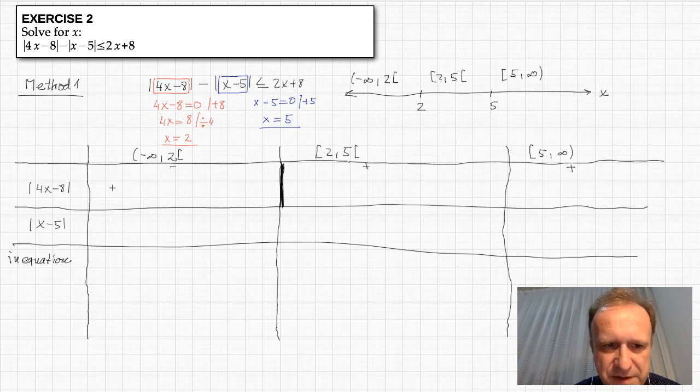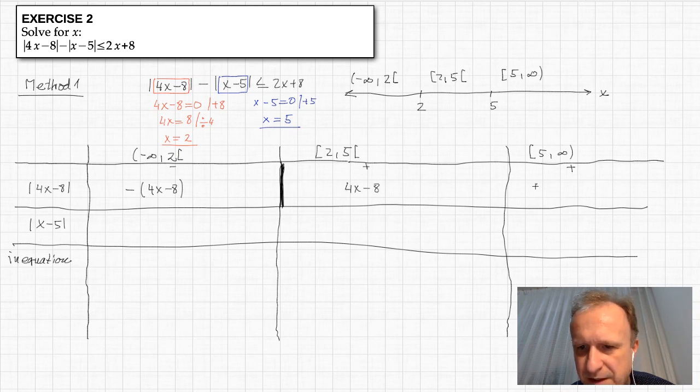Okay, so let me replace it accordingly. If the interior of the expression, therefore the expression 4x minus 8, is negative, then its modulus in this first interval is going to be minus bracket 4x minus 8. And in the following two columns it is replaced by itself without any change. So it's 4x minus 8 and again 4x minus 8. So this is the replacement for the first expression with modulus. As for the second, it has its own zero at 5. So let me mark it here by a thick boundary.